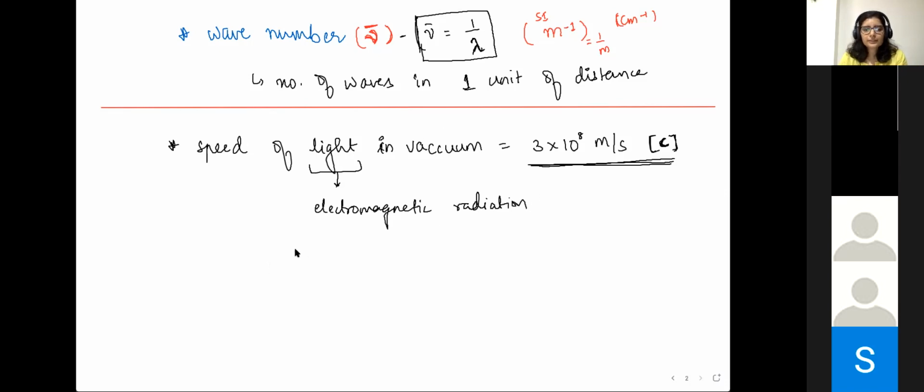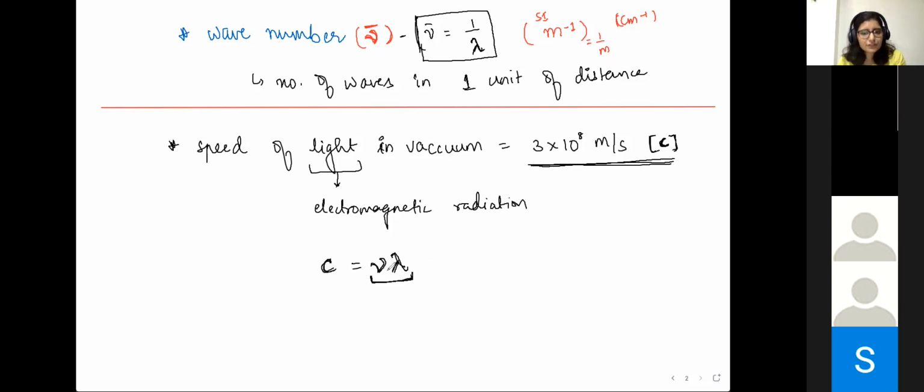Now, this particular value, c, because it's a wave, we can express it in the form of nu lambda, which means that the frequency and the wavelength may change, but when you multiply them, they always have to be a constant, which is this particular number.